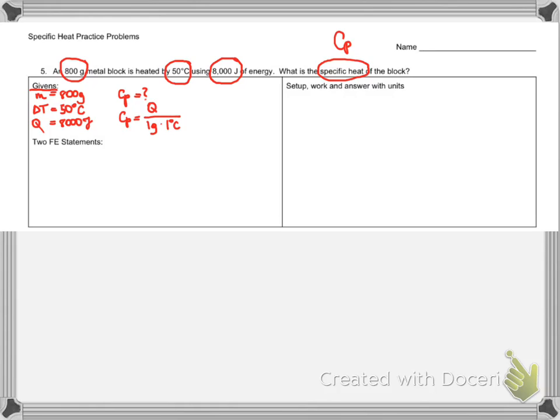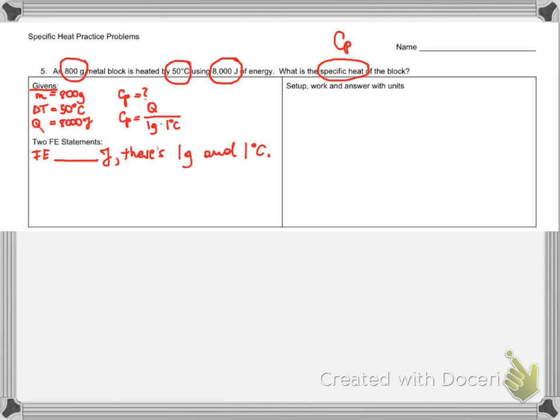The first for every statement that we always write down is the specific heat for every statement. So it's going to go as for every joules of energy, there is 1 gram and 1 degree Celsius. Okay, so that's our first for every statement.